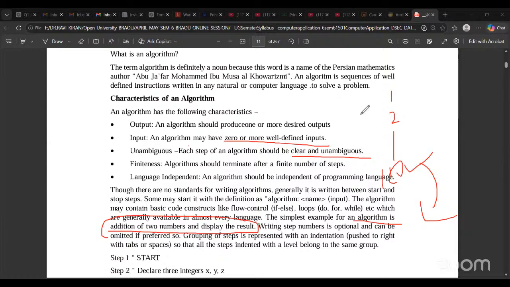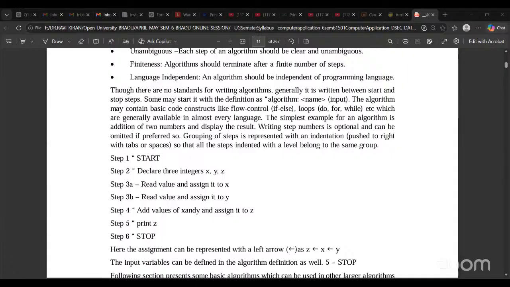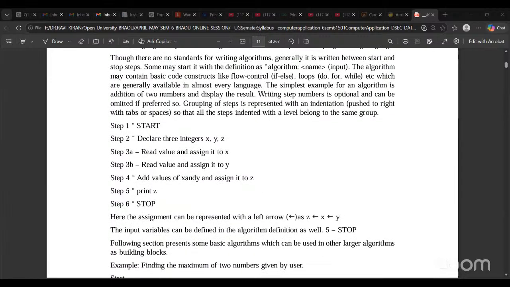Addition of two numbers and display the result. Now writing step numbers is optional and can be removed if you prefer. So these many number of steps we are writing. If you wanted to show that, you can; otherwise you can remove it. It's not mandatory. So you can write like this.